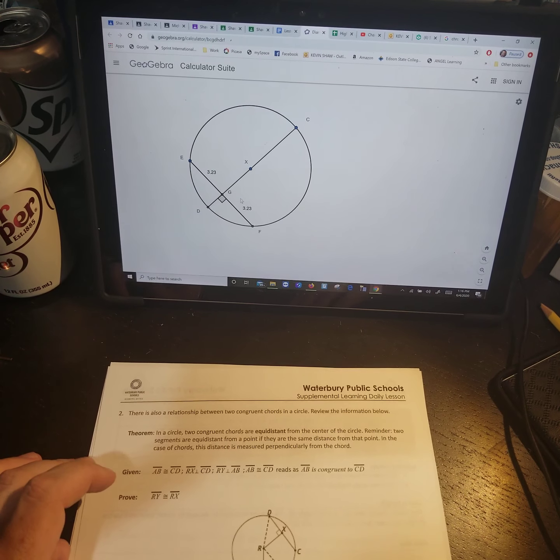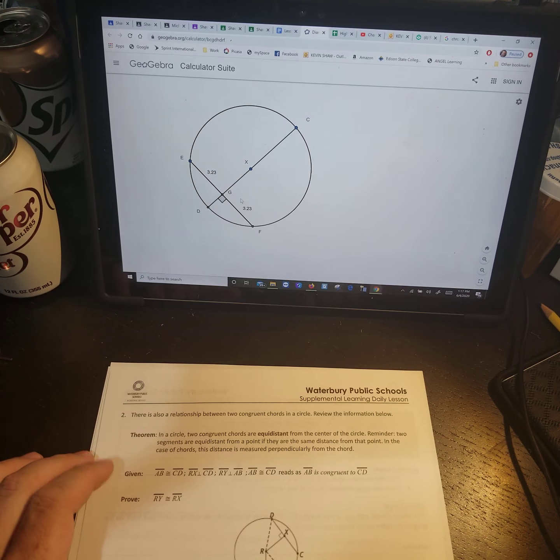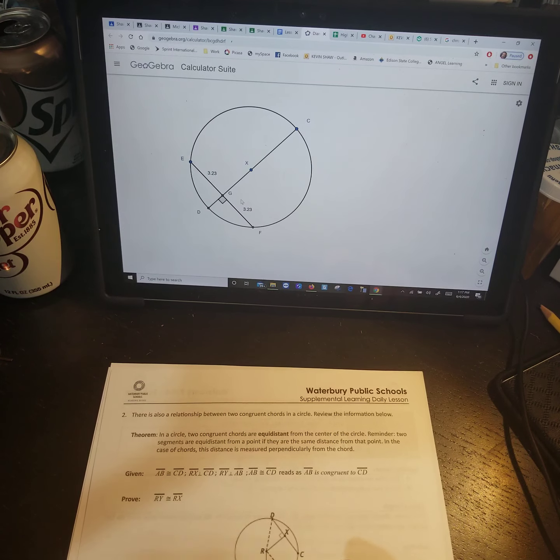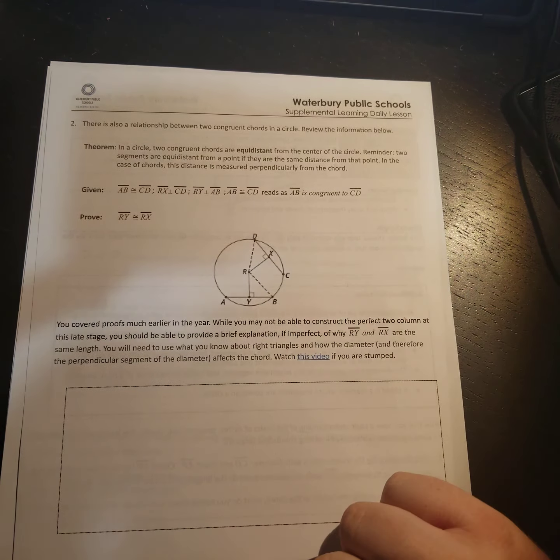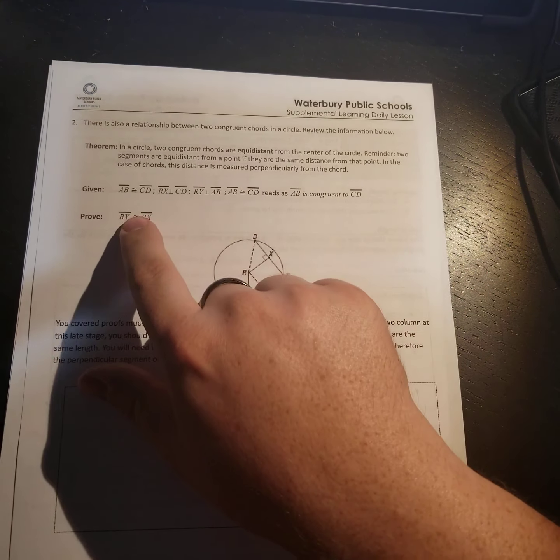There is also a relationship between the two congruent chords in a circle. Review this information below. Let's move on to this next part. This is, oh boy, this is a proof. All right, we have to prove this.